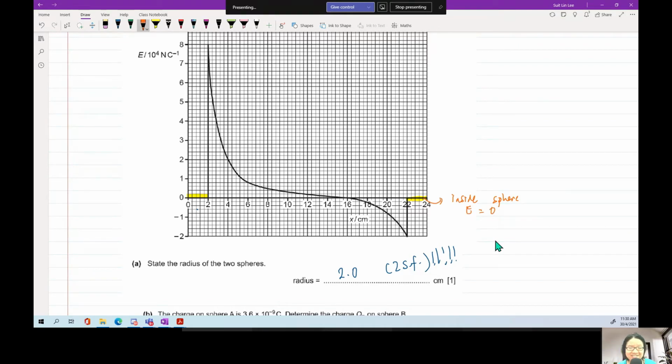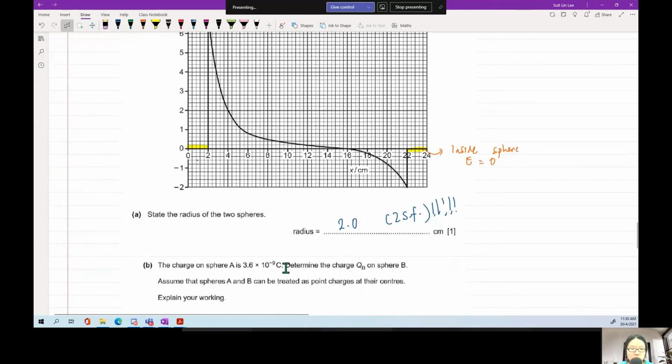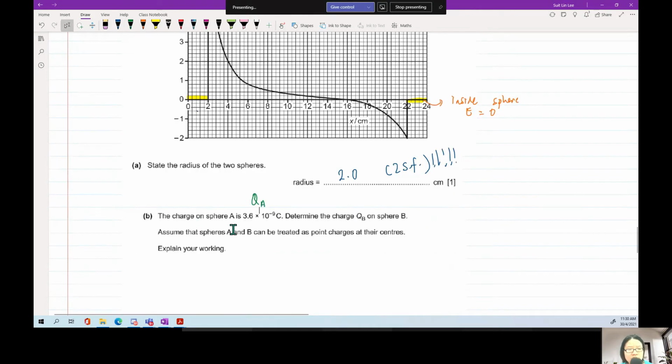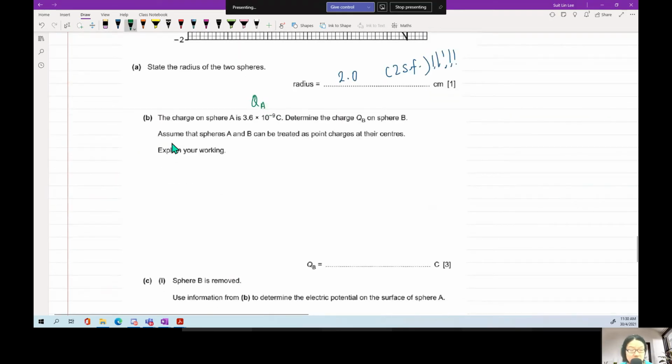Here, the charge on the sphere is 3.6 times 10 power negative 9 coulomb. So this is QA. So label that in. Determine QB. Assume that sphere A and sphere B can be treated as point charges at their centers. Explain your working. Meaning I need an equation or a statement to show what main idea you are using.